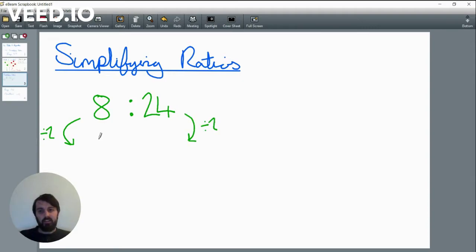And 8 divided by 2 is 4. 24 divided by 2 is 12. Now I can see they're both even again, so 2 goes into both of them, so I can divide by 2.